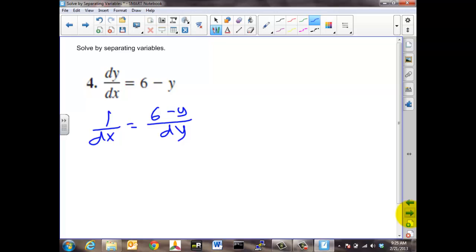All right, let's talk about why this is not a good thing to do that I've just got written up here. When we integrate, dx is not in the denominator. So we can't do this. We never want dx in the denominator, or dy as far as that goes.